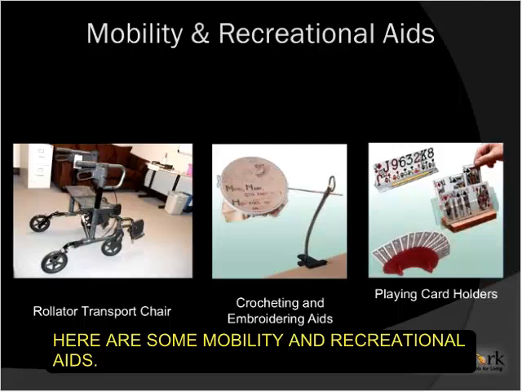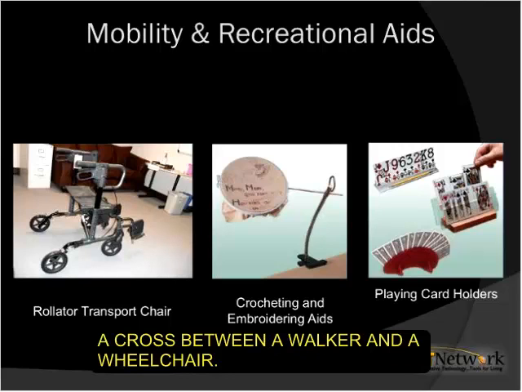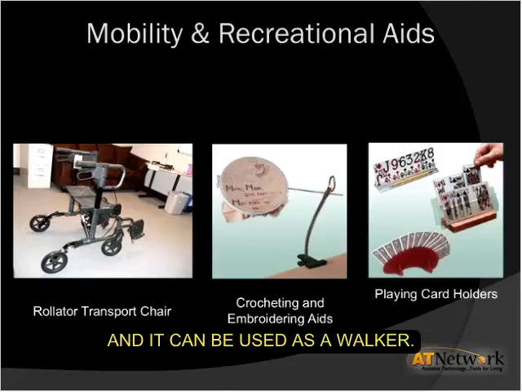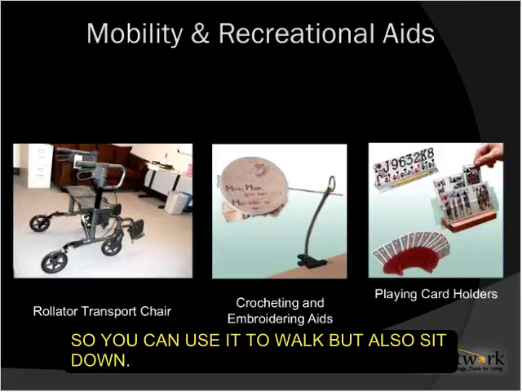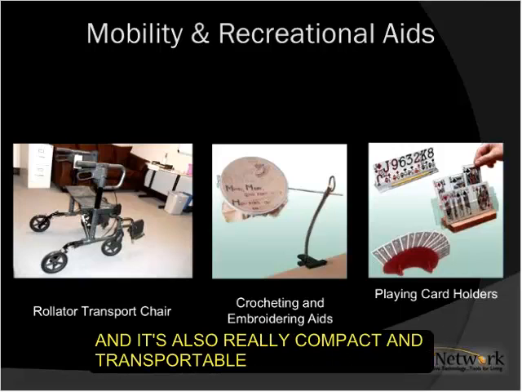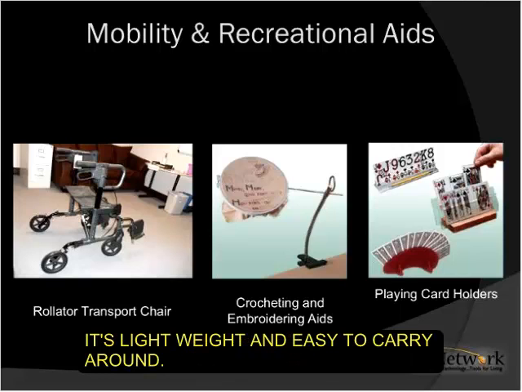Here are some mobility and recreational aids. The rollator, you can see on the left, is kind of a cross between a walker and a wheelchair. It's a really neat device. They run around $100 to $200, and it can be used as a walker, but as you can see, it has a seat in it. So you can use it to walk, but then also sit down if you need to rest. And it also is really compact and transportable, and it folds up. So it's lightweight, easy to carry around.